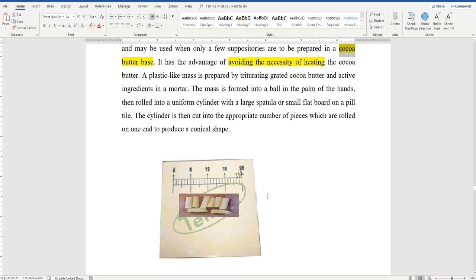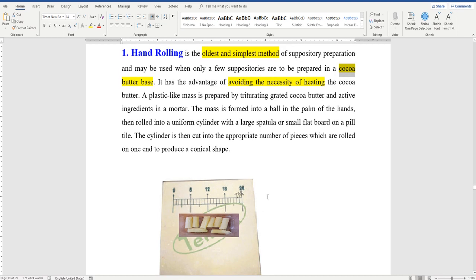Now we will talk about the advantages and disadvantages of using such a method. First of all, you need to recognize that this is only for preparing a small number of suppositories. Number two, you need to know that this does not involve heat. And you remember the effect of heat on cacao butter.